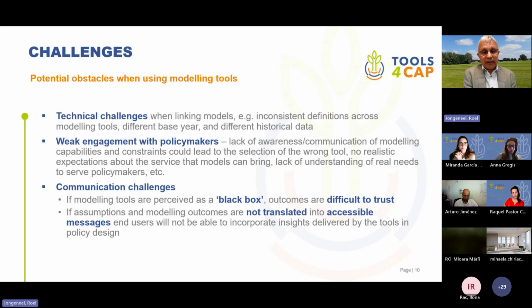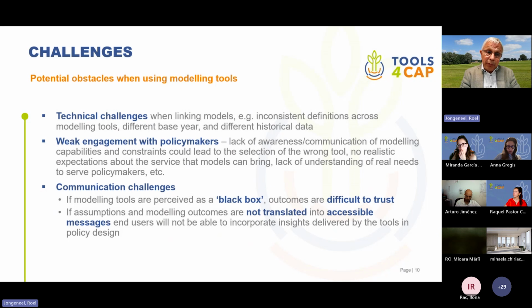Now, about challenges and later on lessons. Challenges: we had a number of technical challenges in linking the models. For example, with respect to the eco scheme, you have different types of farms, different types of locations and conditions, regions. And we had to account for this heterogeneity in the analysis.